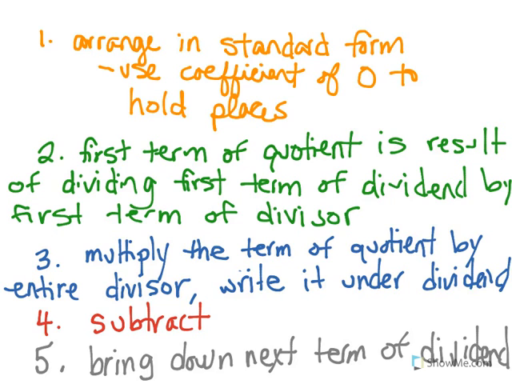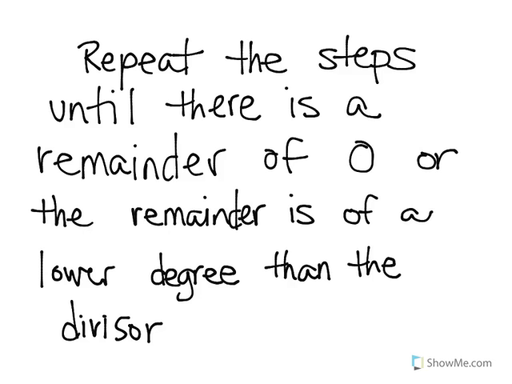Next, we're going to multiply the term of the quotient by the entire divisor, and we're going to write it underneath the dividend. This is going to allow us to do the next step, which is subtract. Once we've subtracted, we're going to bring down the next term of the dividend, and we're going to repeat the process. And we're going to repeat those steps until there is a remainder of 0 or the remainder is of a lower degree than the divisor.